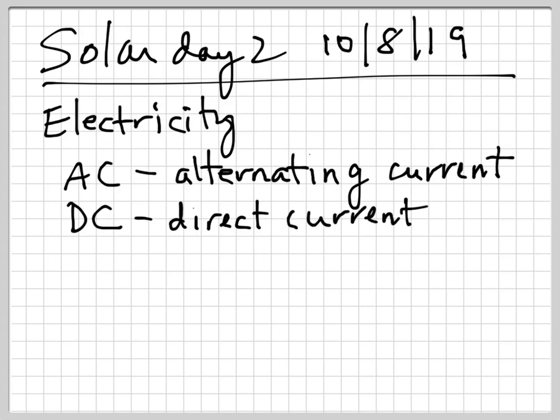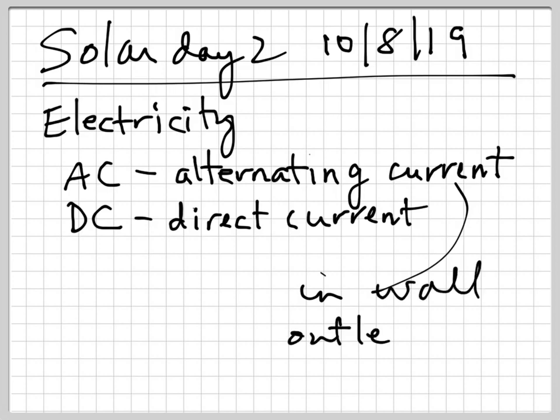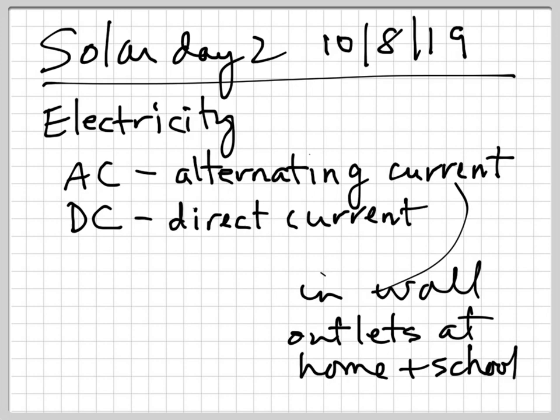So our two types of electricity are alternating current and direct current. Alternating current is the kind of electricity that's in the wall outlet at your house. So here at school also, when you're over at one of the workbenches and there's a power strip or a plug, those plugs that you plug in things, those are alternating current.